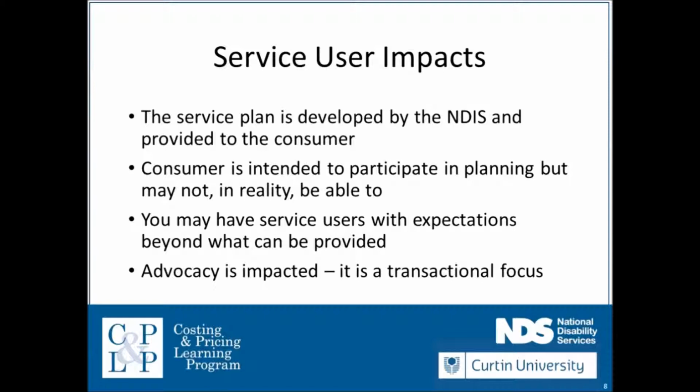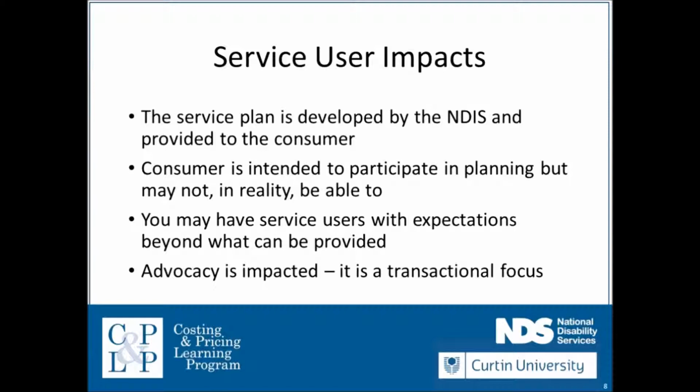And finally, of course, advocacy can be impacted by the NDIS. That is, that advocacy that many of our disability service organisations provide in supporting their clients to ensure they get the proper services at the proper time and they're adequately resourced for their needs. The NDIS is a very transactional focus, and one of the chief issues from the point of view of carers and supervisors is that they need to maintain that relationship, particularly with those service users that have a long-term relationship with your organisation.